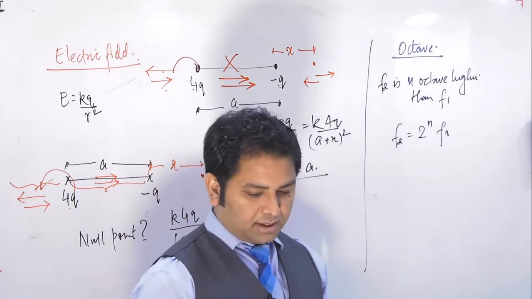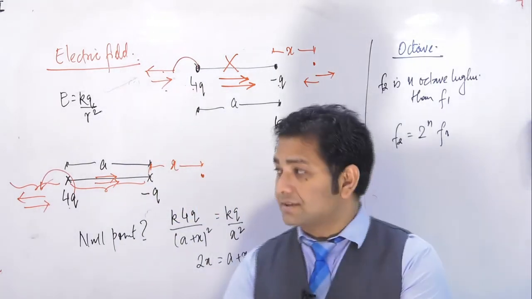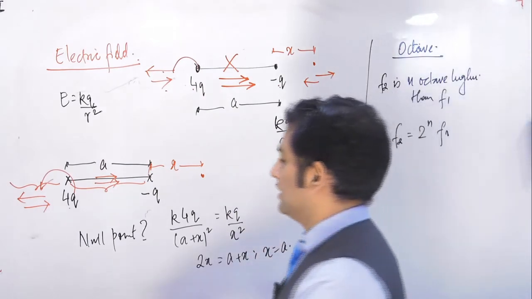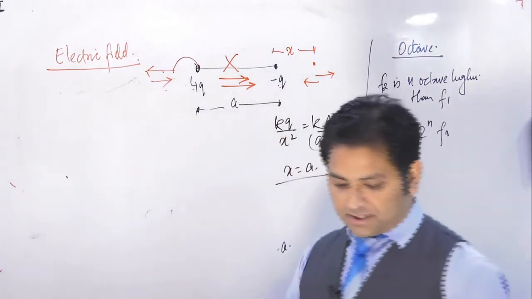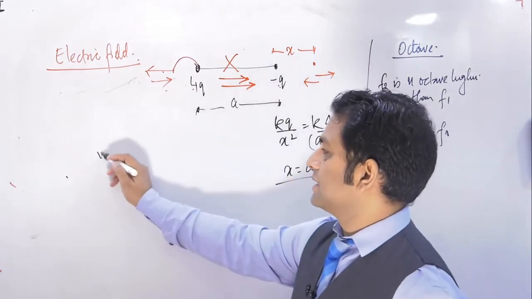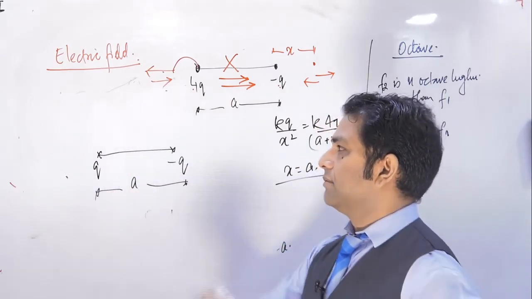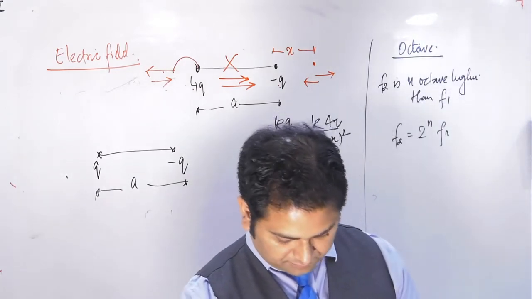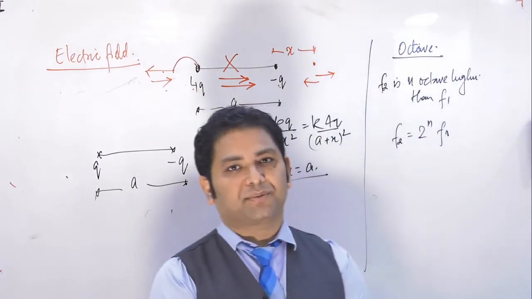All right, so this is how we start with the concept. You must not be at all confused with the concept of the null point. Now I'll give you another configuration and you try to find out. Thank you, Kanika. Now let's say this is Q, this is minus Q, a dipole, separation is A. Please see where is the null point. Calculate. Where is the null point for Q and minus Q?